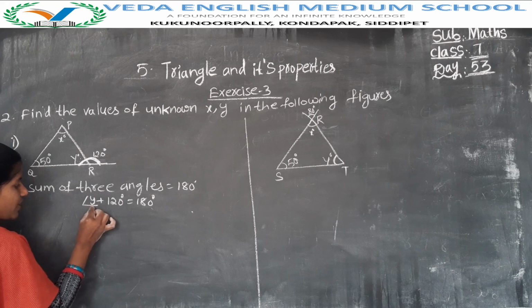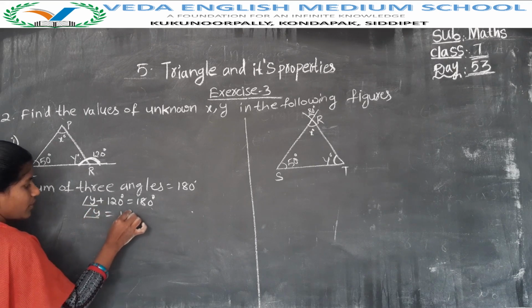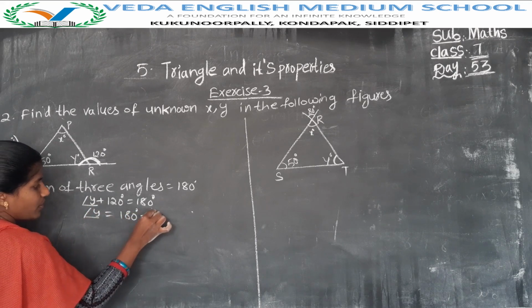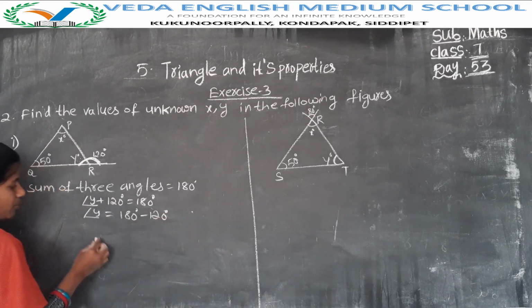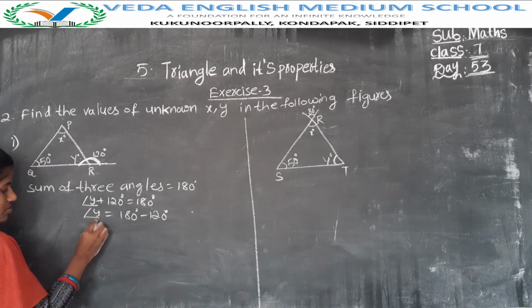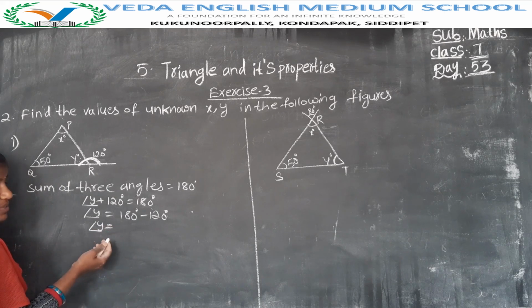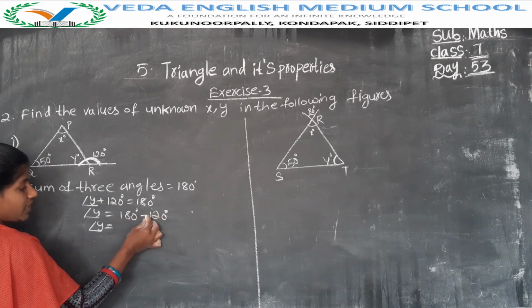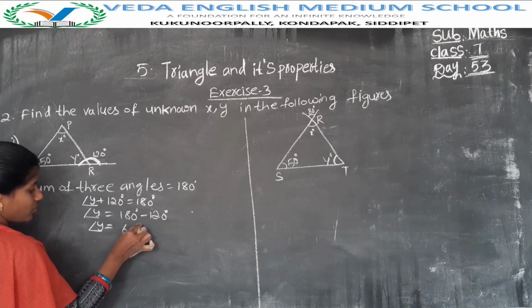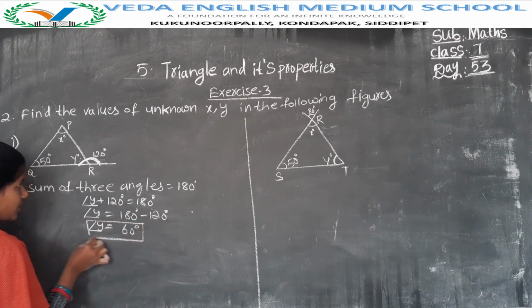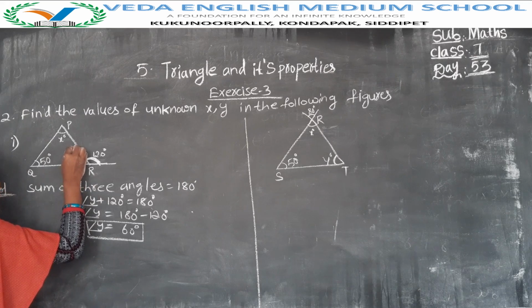So angle y is equal to 180 minus 120. Why? Because on one side it is addition, and when it goes to the other side, it becomes subtraction. So 180 minus 120 is 60. So angle y is 60 degrees. Here we got angle y is 60 degrees.